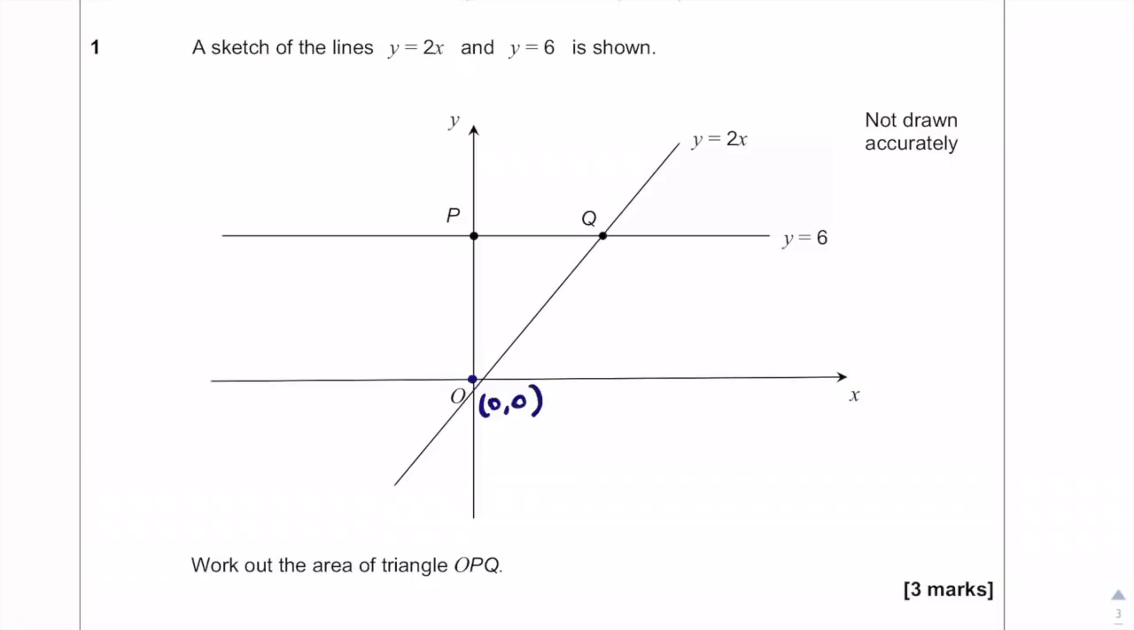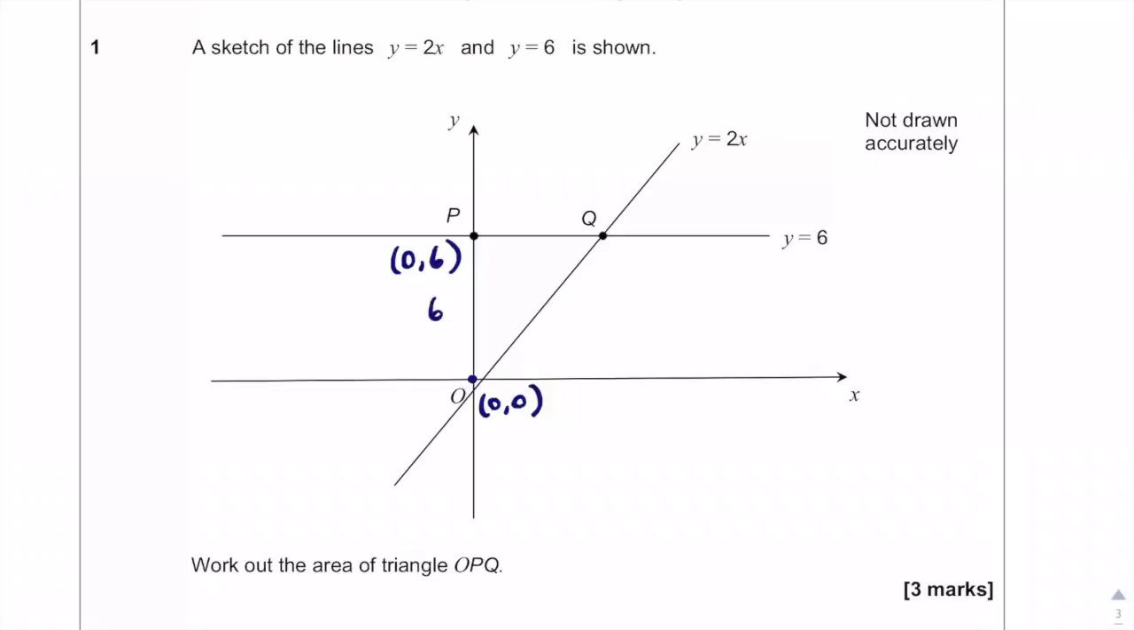Now, to work out coordinate P, well, we know this is the point at which the line y equals 6 crosses the y-axis. So we know y is going to be 6, and of course x will be 0. So with the coordinate 0, 6. So in other words, the line O to P is 6 units long.